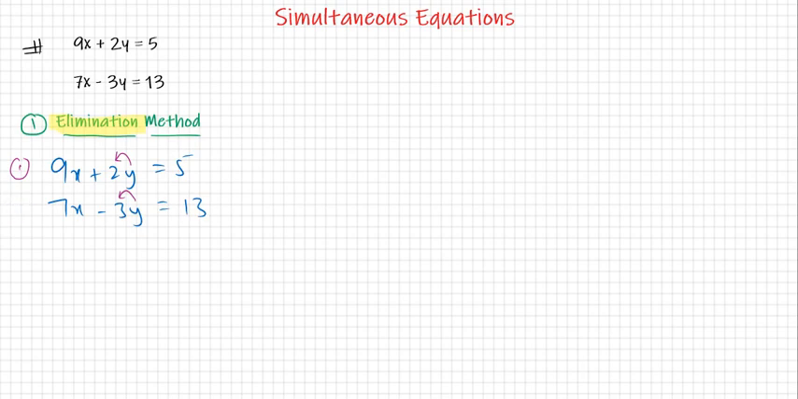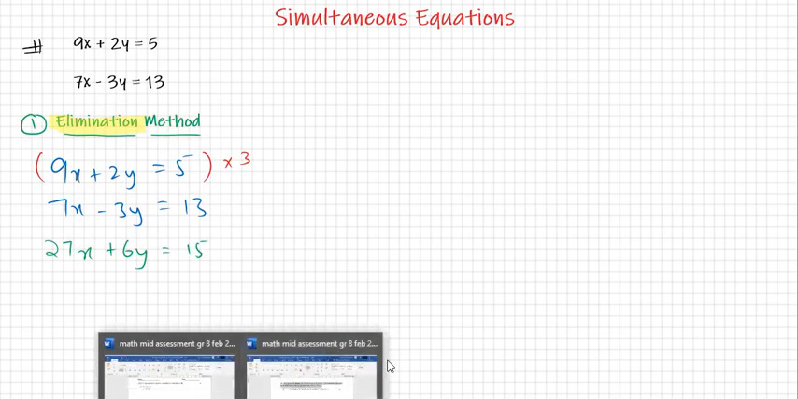So in order to make them the same, we can multiply the equation above, the entire equation, by 3. If I multiply this equation by 3, it will become 3 nines are 27x, 3 twos are 6y, and 3 fives are 15.